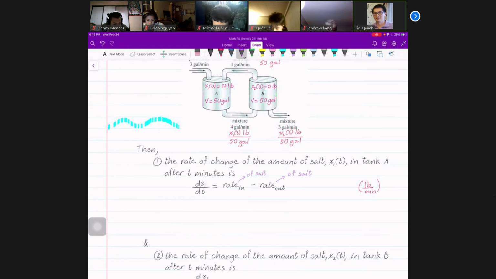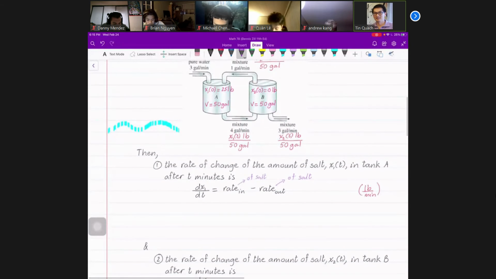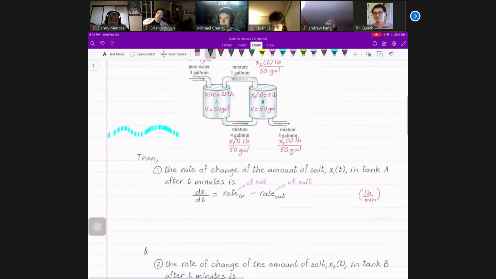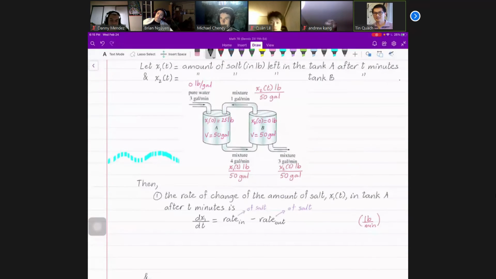So if you look at tank A, how many sources are coming in to the tank? Just one. Just one? Look at tank A. Well, there's only one source of salt.